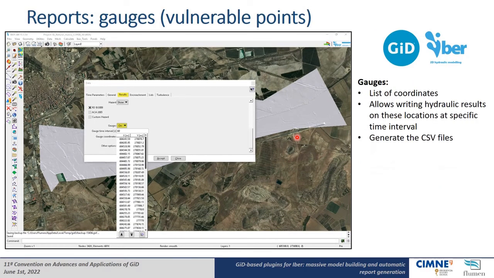Here we can see the modification made in the problem type to facilitate the user introduction of the coordinates of the vulnerable points. It is worth noticing that the user can specify a particular writing result time, which considerably reduces the writing time of the elements and the size of the result file. Once the computation finishes, the hydrodynamic results of each gauge or vulnerable point are saved in a plain format file.